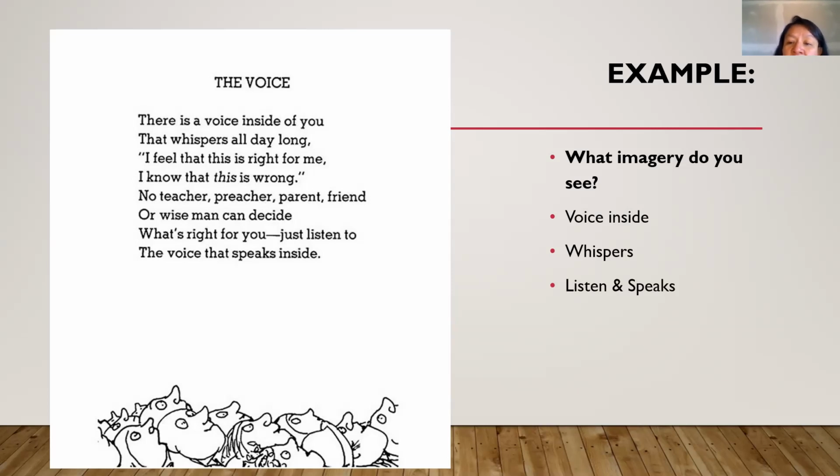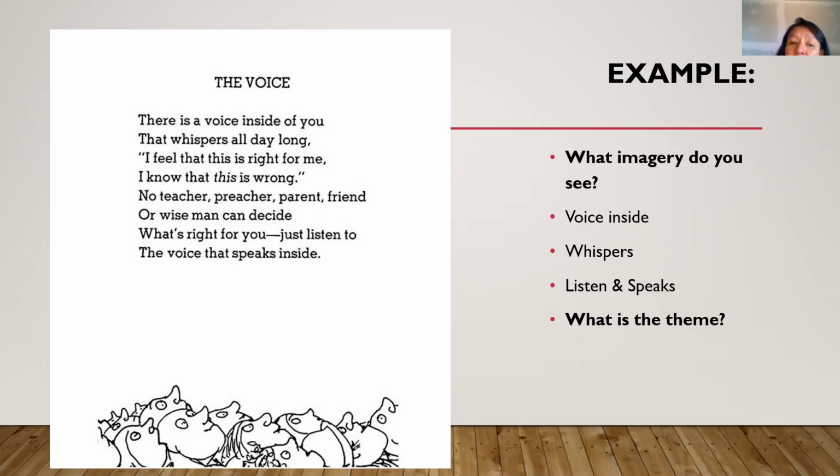So now we have to decide, what is the theme? The theme, we're going to have to look at the character. From the beginning, there is a voice inside of you that whispers all day long. So the character is listening to the voices inside. And then it says, I feel that this is right for me. I know that this is wrong. So the character is struggling to see if they can figure out if something's right or wrong. So they're struggling with figuring out if something's right or wrong.